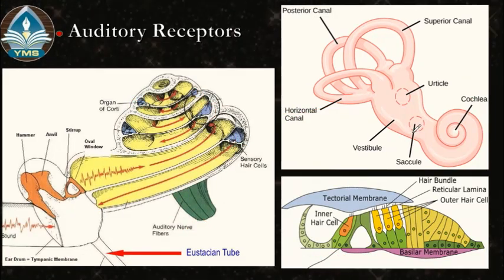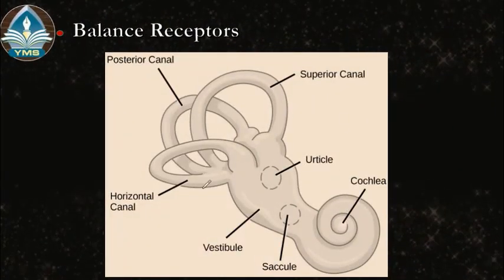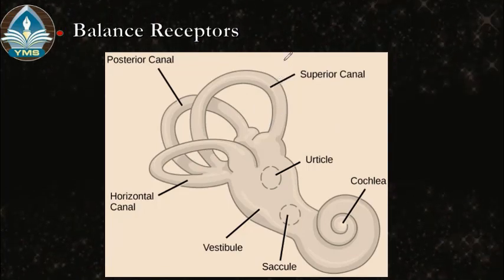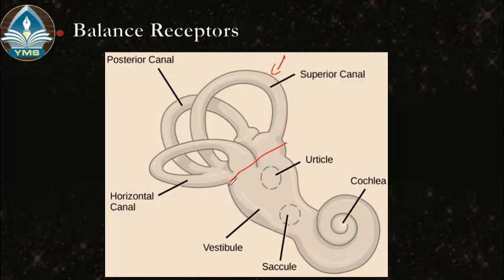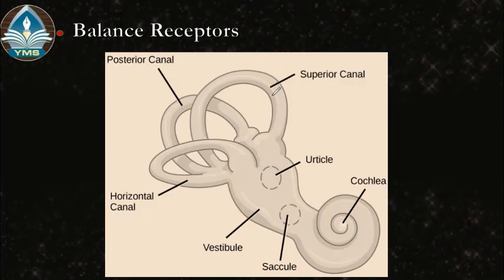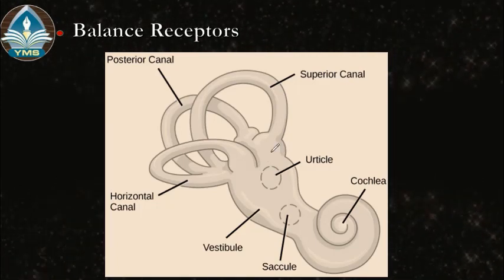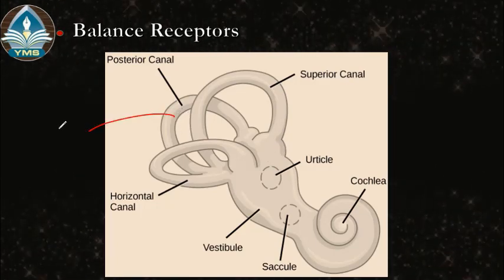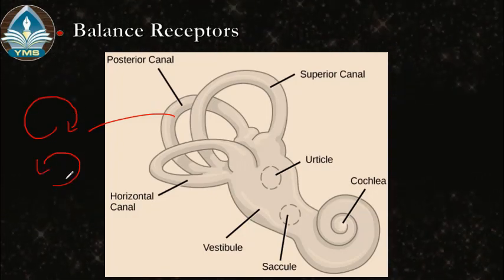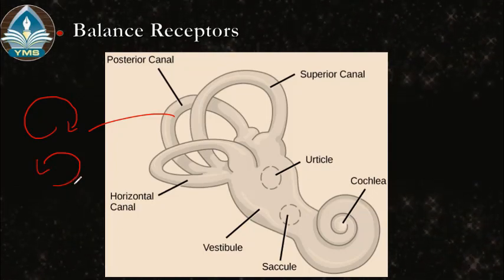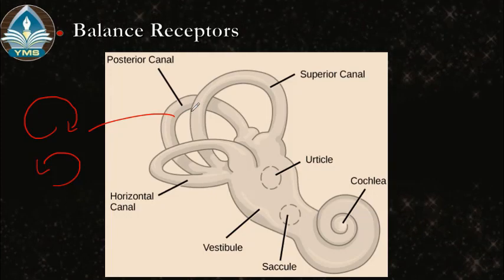Let's go to the balance receptors. If we look here in the inner ear, we find this structure. We call it the semicircular canal, and here we have the vestibule. So the semicircular canal and the vestibule can detect balance. But the semicircular canal detects the rotational movement. When you turn your head, the speed of turning your head left or right is detected by the semicircular canal.